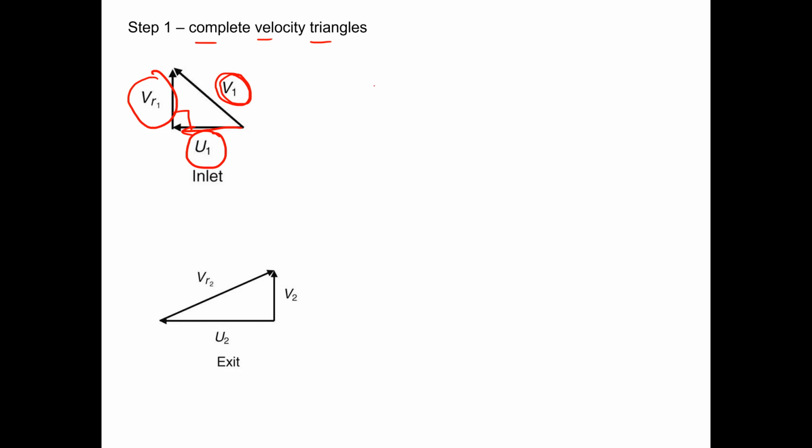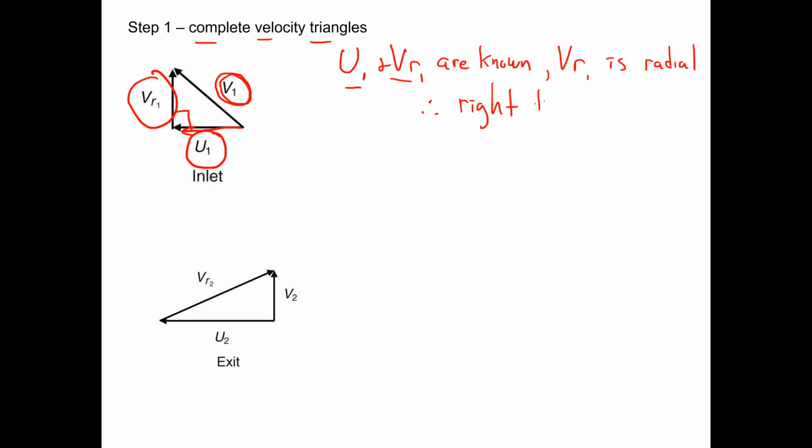By looking at this, we know that U1 is given, and VR1 is given. Those two components are known. They're given in the problem statement: the tangential velocity of the rotor and the relative velocity of the entering fluid to that of the rotor. Since those two are known, I know that VR1 is in the radial direction, so those two produce a right triangle.